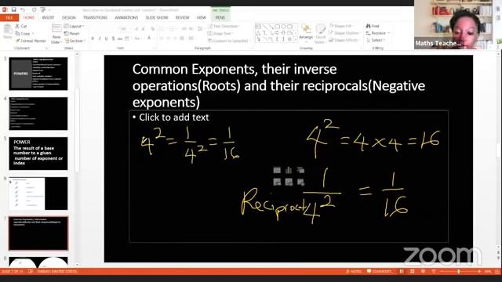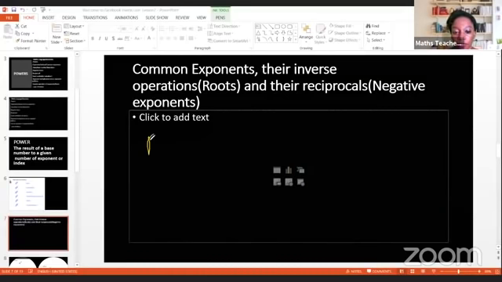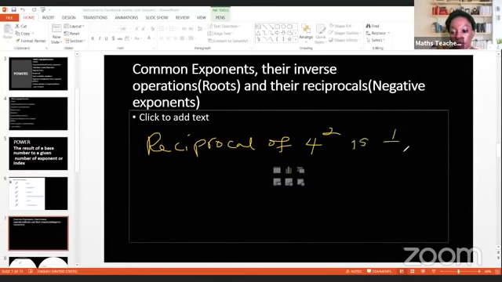Now, if I don't want to write it this way, and let's clear this, because we need to write reciprocal here so that we don't confuse. So reciprocal, this is the note you should rather take. Reciprocal of 4 squared is 1 over 16, and you know why. Reciprocal means 1 divided by the number you're given, okay?